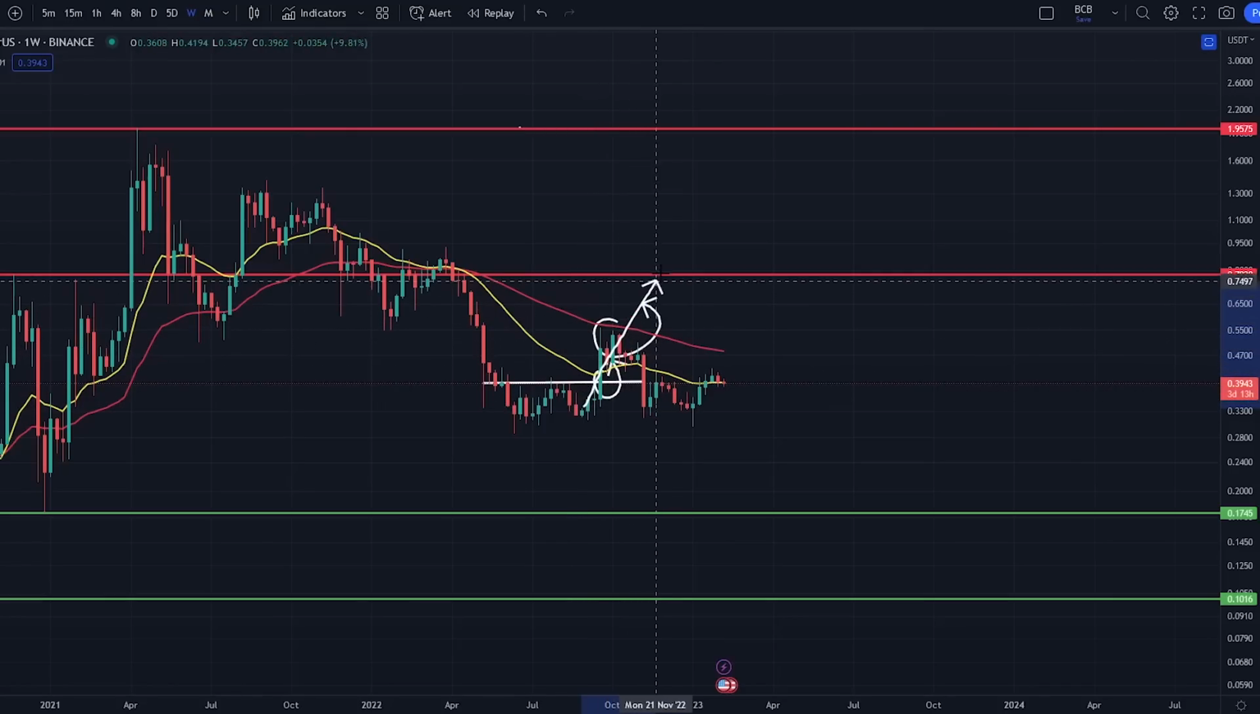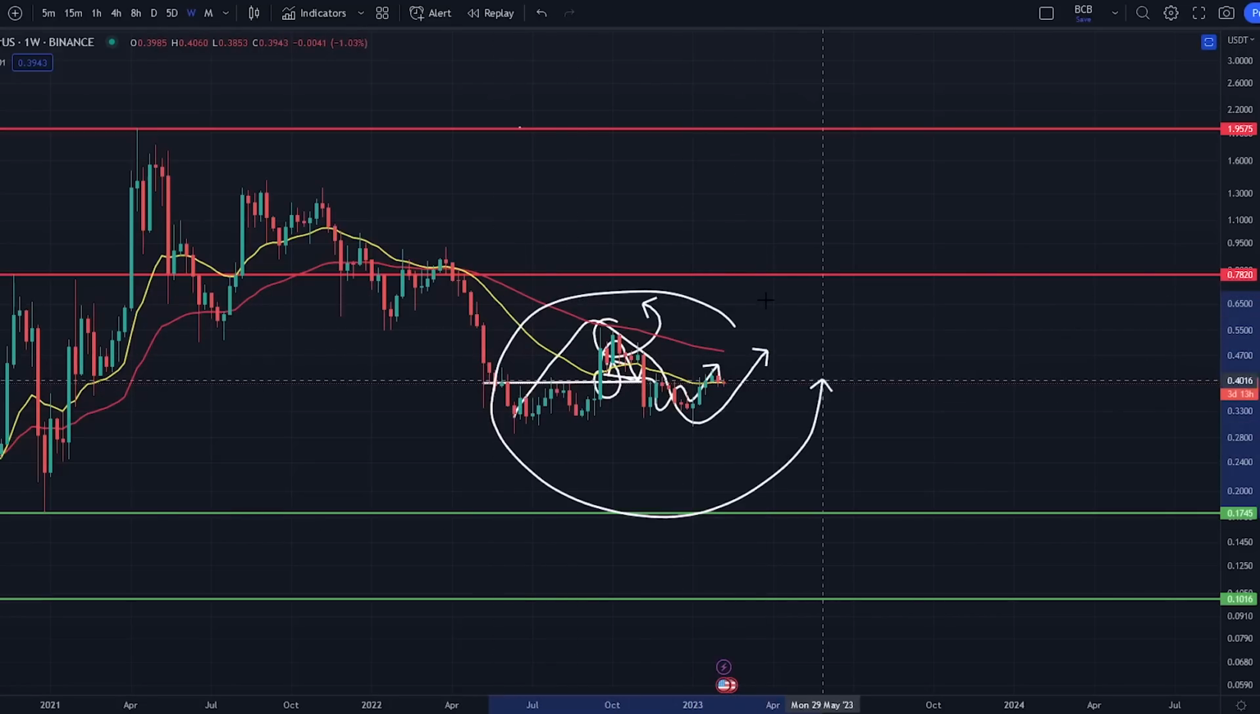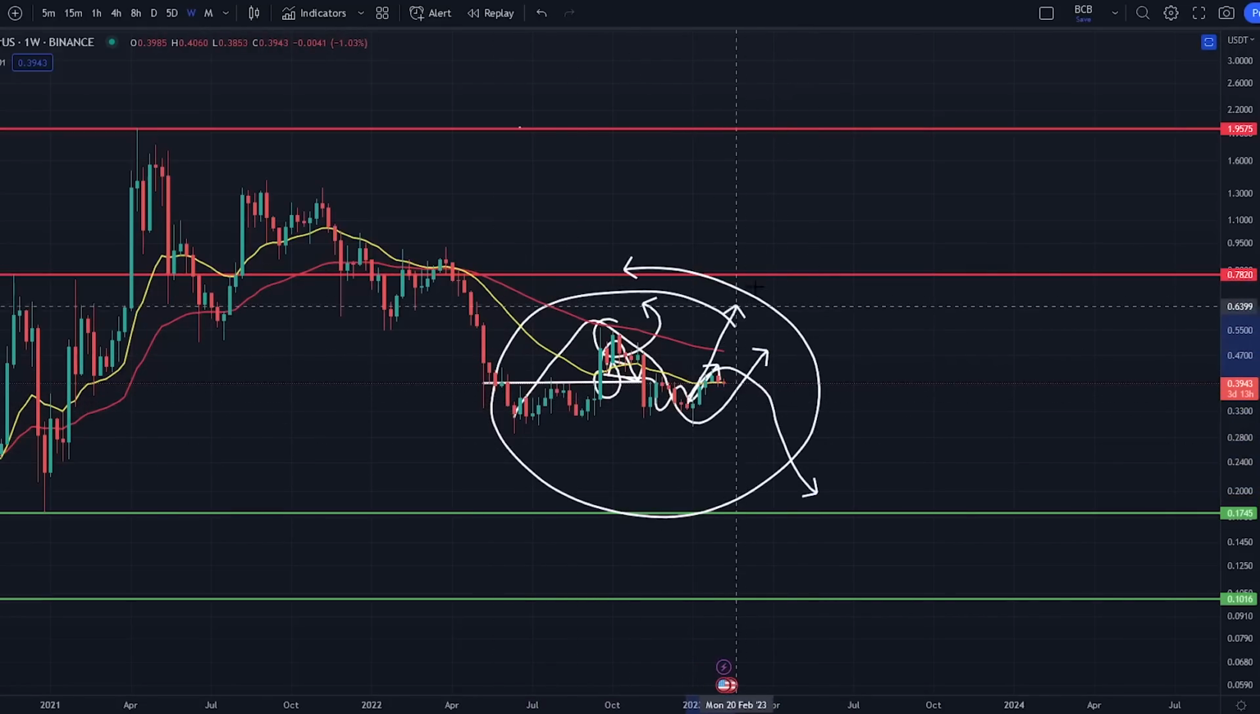A lot of YouTubers and people were telling you you're going to do that, and I said to you, there's no way you're going to come back to the resistance that you've broken out of as support, and it really is that simple. So we've got that, but obviously we're falling underneath it, and we're sort of consolidating down here, trying to make up our mind what we're going to do. Are we going to drop, or are we going to pop?